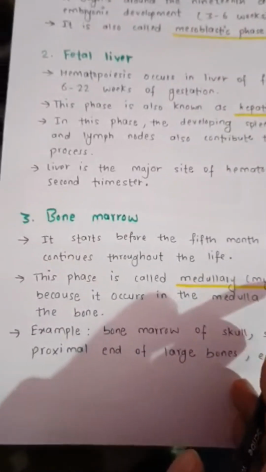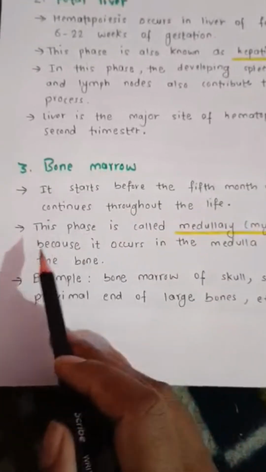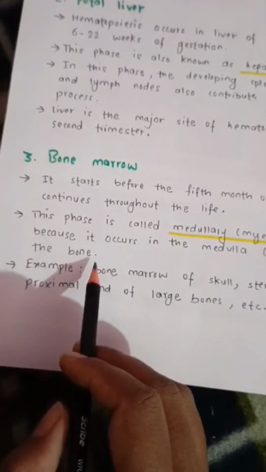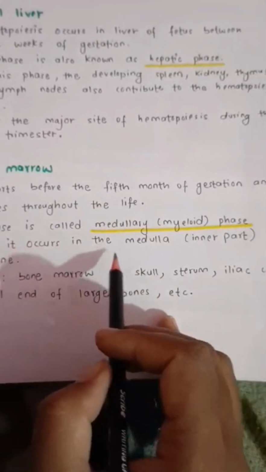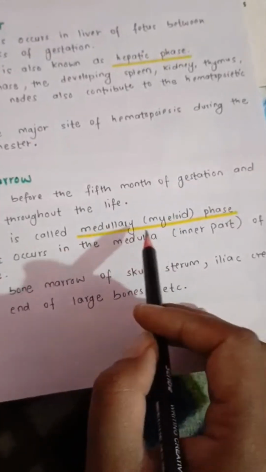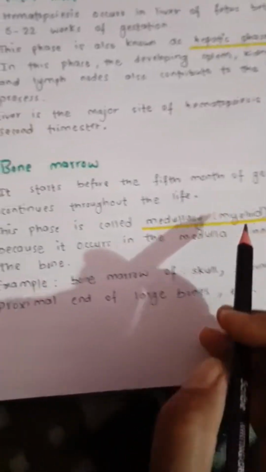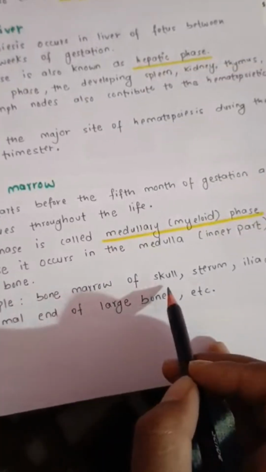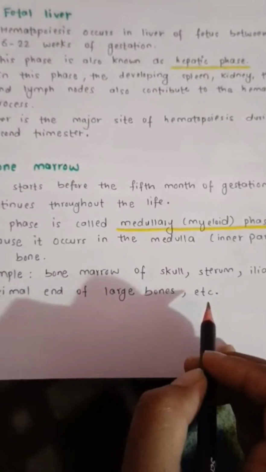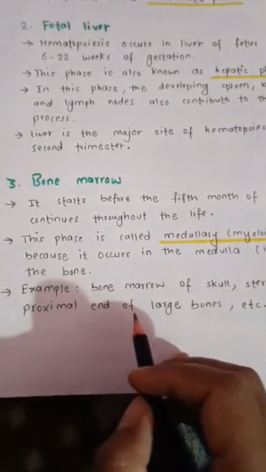The phase in which hematopoiesis occurs in the bone marrow is known as the medullary or myeloid phase because it occurs in the medulla, or inner part of the bone. Medulla simply means the inner part of the bone. So, if hematopoiesis is occurring in the inner part of the bone, the medulla, it is called the medullary or myeloid phase. Examples: bones of the skull, sternum, iliac crest, proximal end of the long bones, etc. So these are examples of the bone marrow where hematopoiesis occurs.